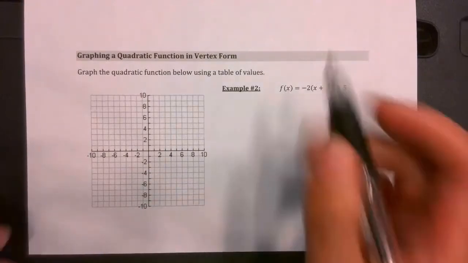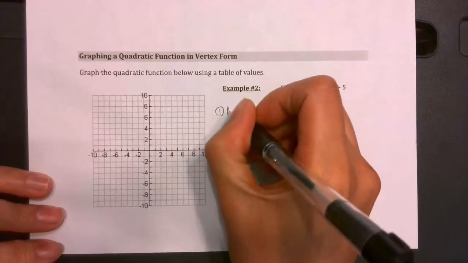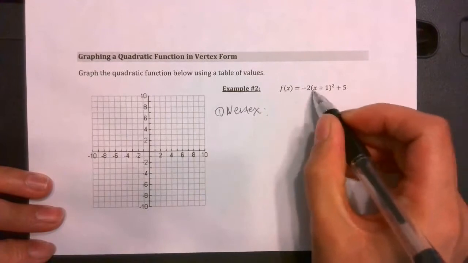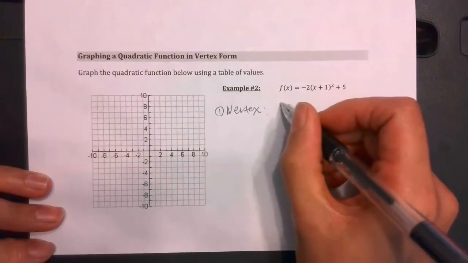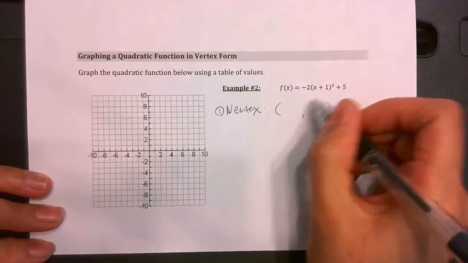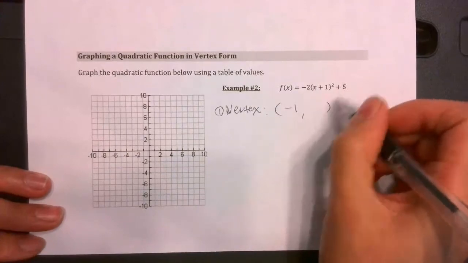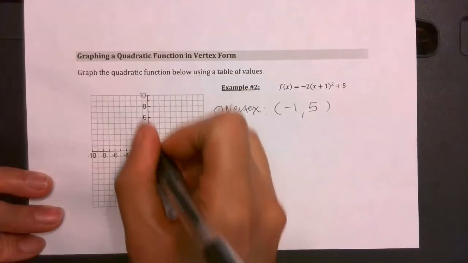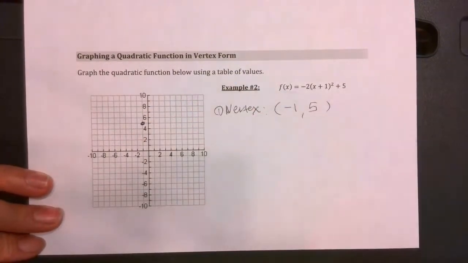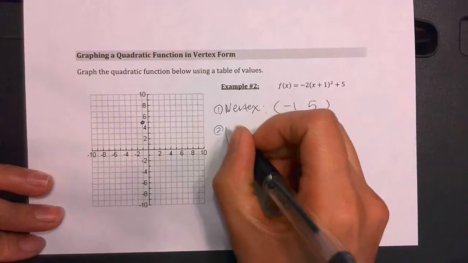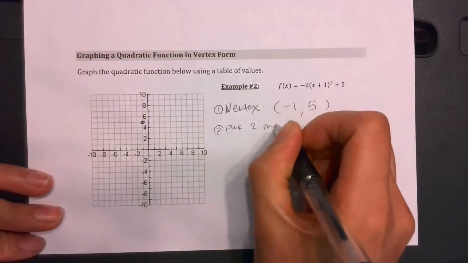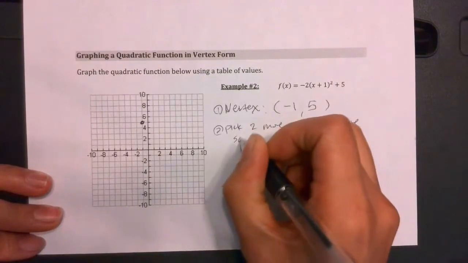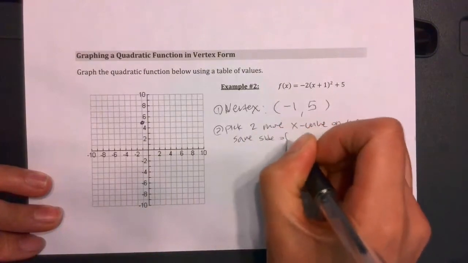Okay, so the first thing you're going to do is make a table and find the vertex. What is the vertex of this f of x right here? x plus 1, so negative 1, comma, 5. Cool? Alright, so put your dot at negative 1, comma, 5. And you're going to pick 2 more x values on the same side of the vertex.